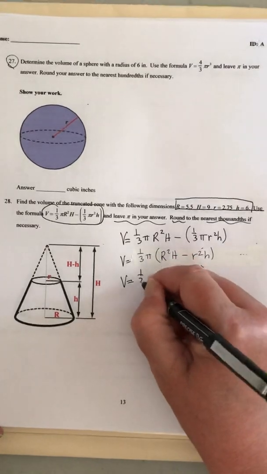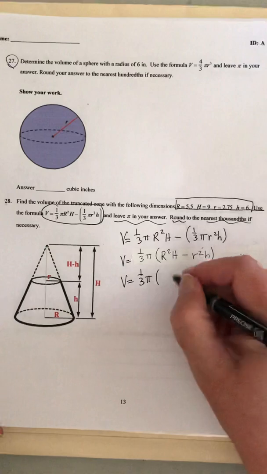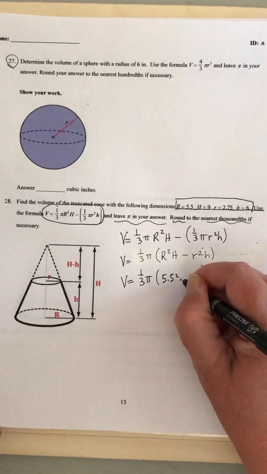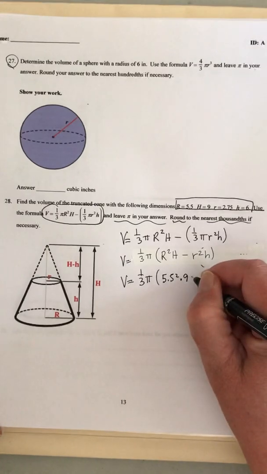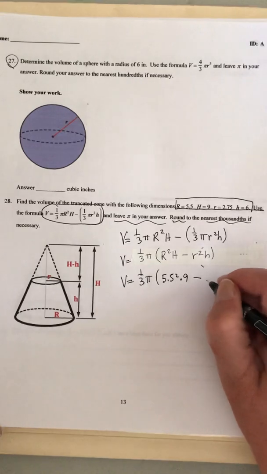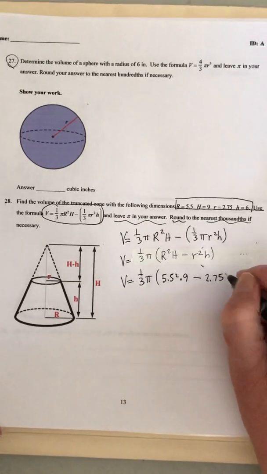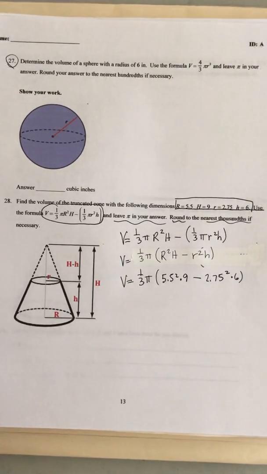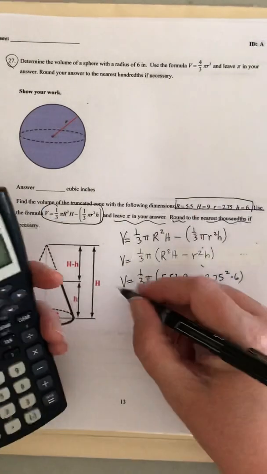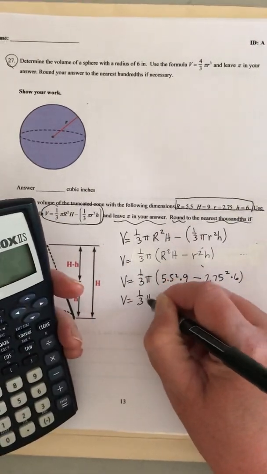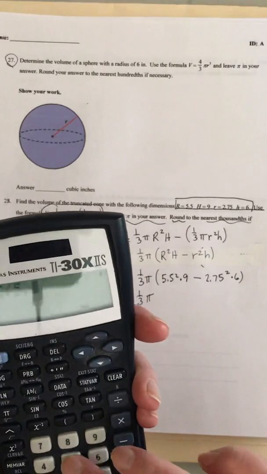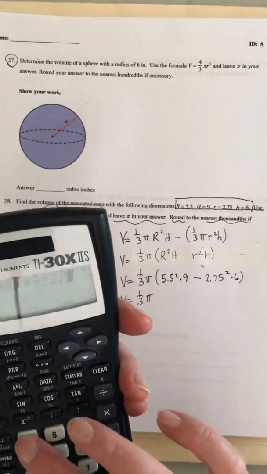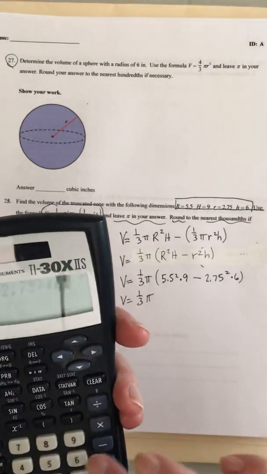Okay, leave the 1/3 pi out in front again, and now substitute in. We've got 5.5 squared times 9 minus 2.75 squared times 6. Okay, so let's figure this out. Volume equals 1/3 pi. We've got parenthesis 5.5 squared times 9 minus 2.75 squared times 6.